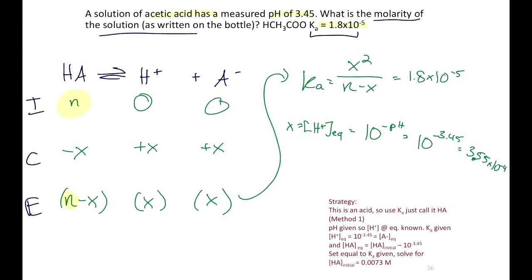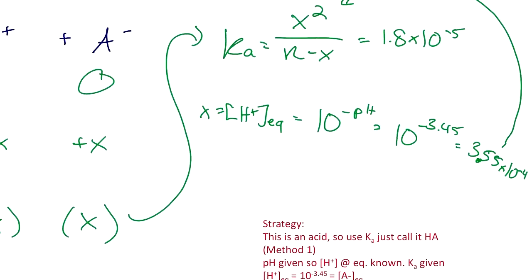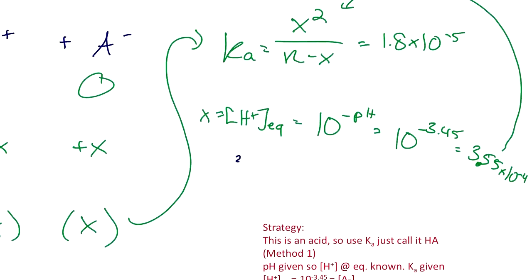All right, so we can plug that X value back into the Ka expression and solve for what N needs to be for all of this to be true. So I'll just pick a different color here. 3.55 times 10 to the negative 4, that whole thing is squared. Again, this is my X value, over N minus... should I approximate? No, never.